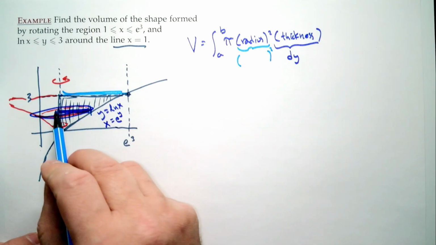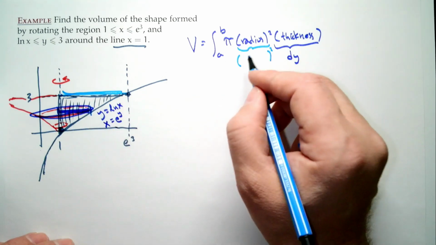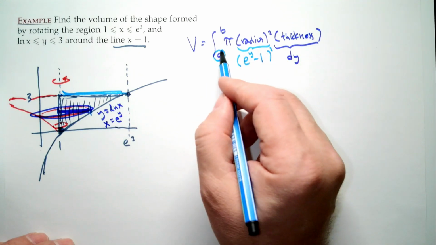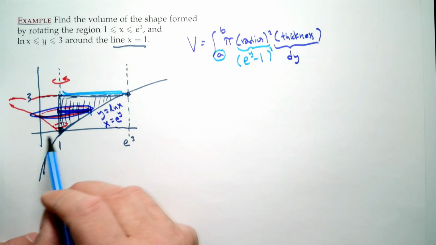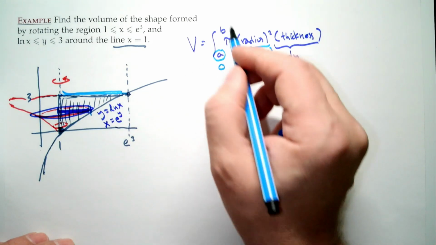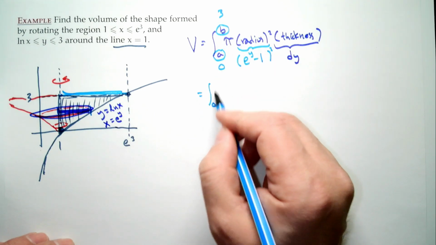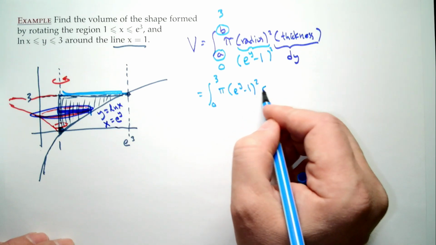e to the y minus 1. It's that distance between, so e to the y minus 1. What will our bounds be? Where do we start in terms of y? Start at 0, and we go up to 3. So the integral from 0 to 3 of pi times (e to the y minus 1) quantity squared dy.